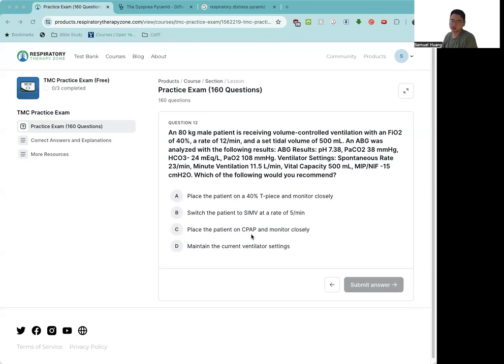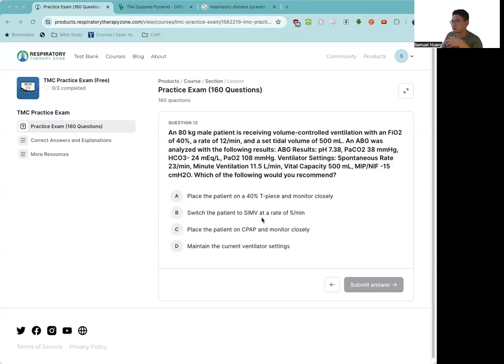These are modes that you can try to assess if the patient is ready to be weaned or to be extubated. So if there's two choices, then the answer is probably the patient's not ready to be extubated. Switch the patient to SIMV. That used to be an intermediate mode that we used to do. It's not used so much anymore.